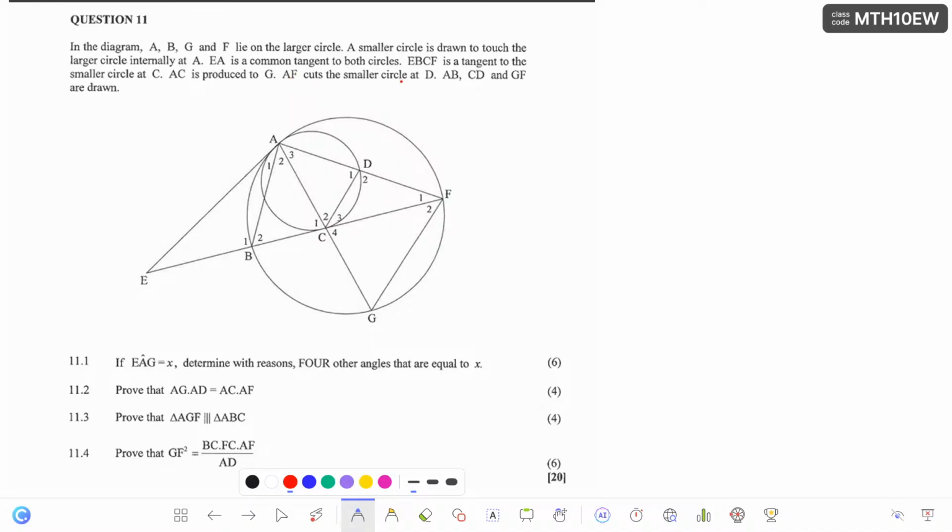AF cuts the smaller circle at D, and AD, CD, and GF are drawn. So okay, let me interpret this diagram. What I see is that this line is tangent to both circles, the big circle and the small circle.